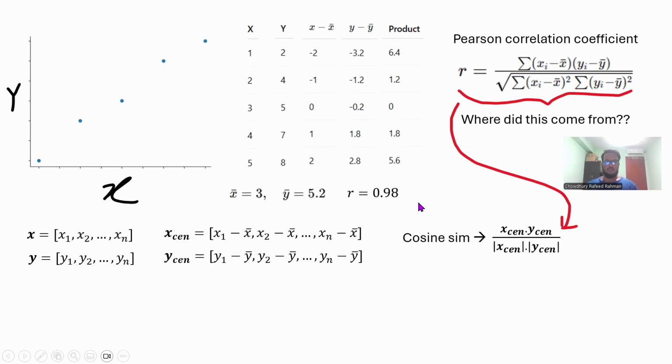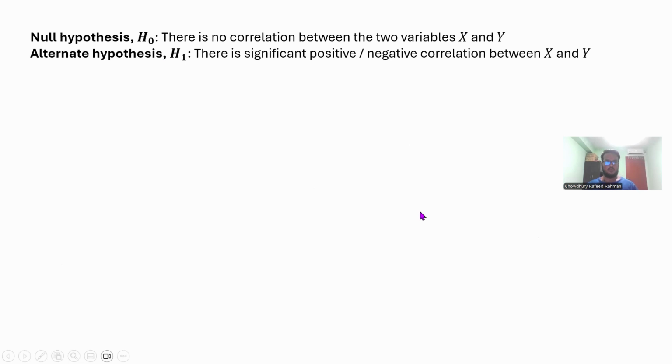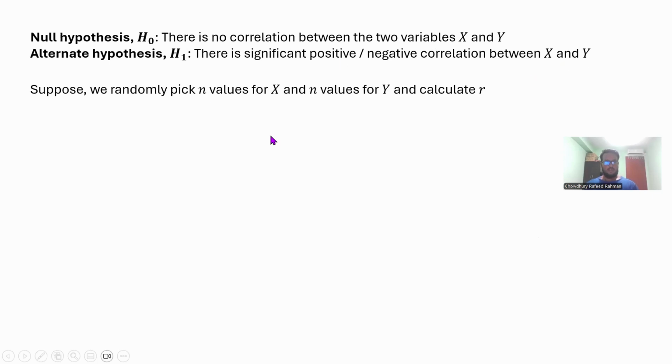Now that you know how to get R, let's try to understand whether this correlation is significant or not. The null hypothesis here is there is no correlation between the two variables X and Y, and the alternate hypothesis is there is significant positive or negative correlation between X and Y. Now let's try to have an intuition of how we can do this.